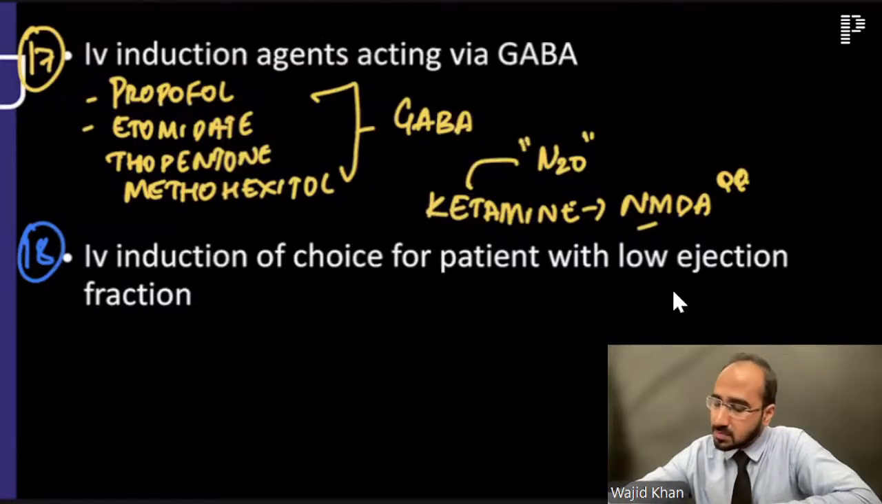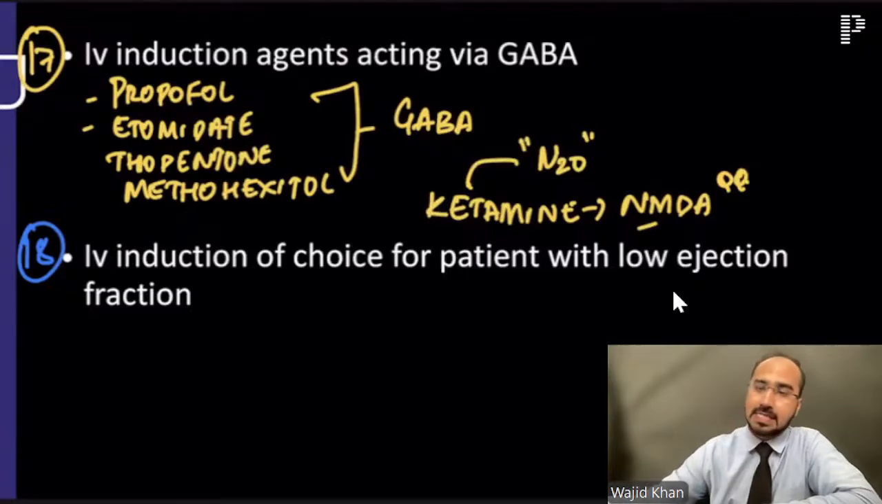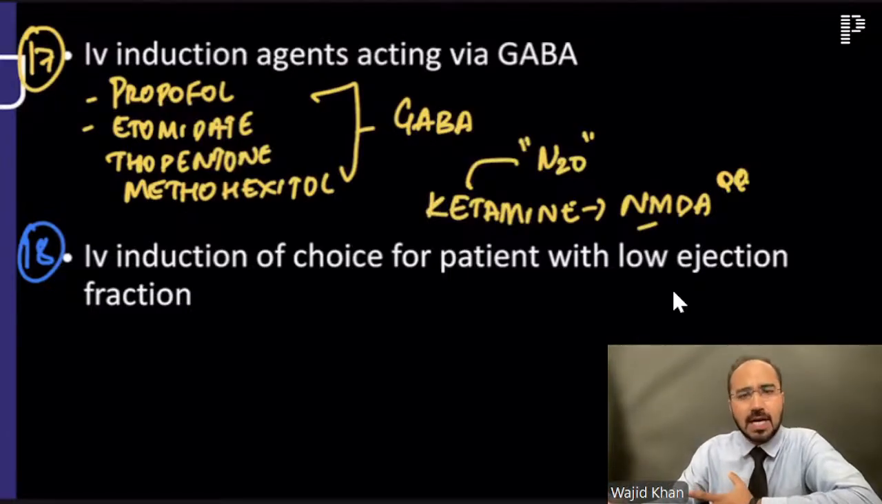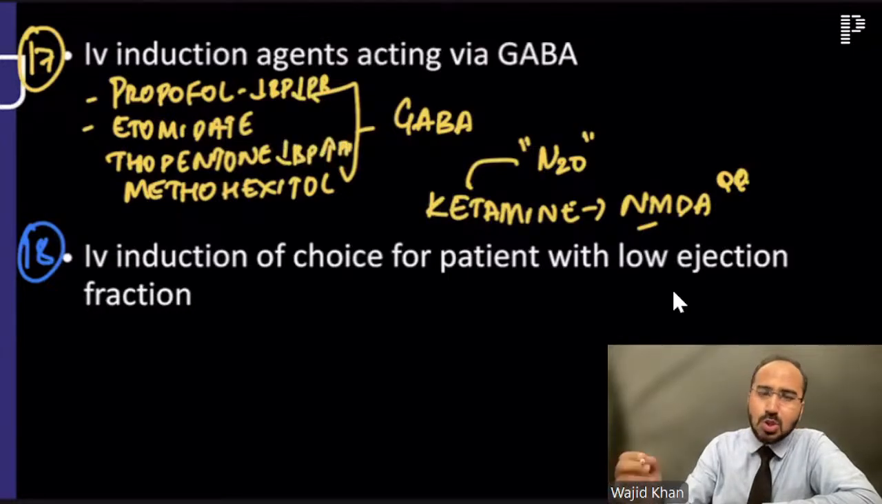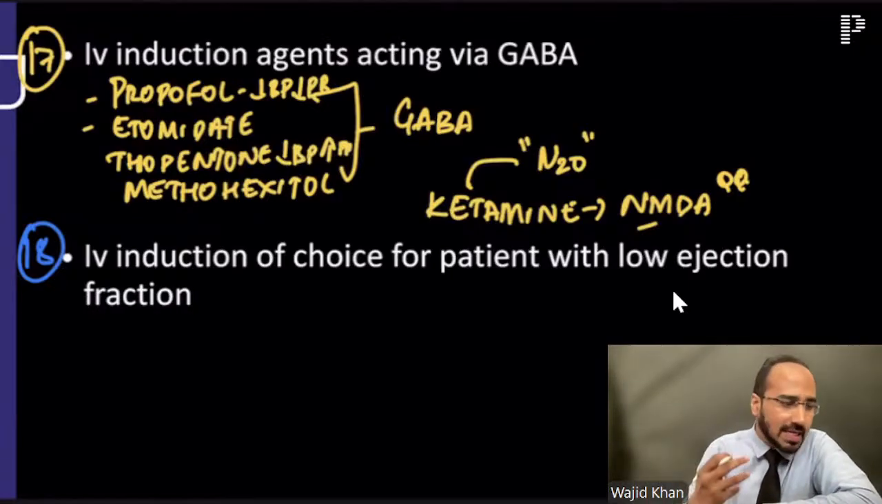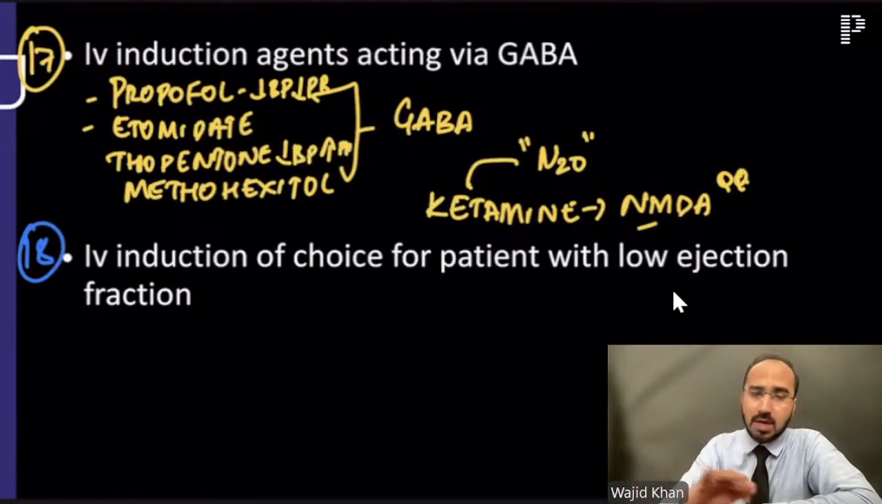Next, guys. IV induction of choice for patients with low ejection fraction. A patient is there who is suffering from heart disease, having a low ejection fraction. Which IV induction agent do you give? Remember, if you give propofol to the patient, the patient will have hypotension as well as bradycardia. If you give thiopentone, the patient will have hypotension and tachycardia. So you can't give these agents. Etomidate you can give. Among the IV induction agents, etomidate is the best one.